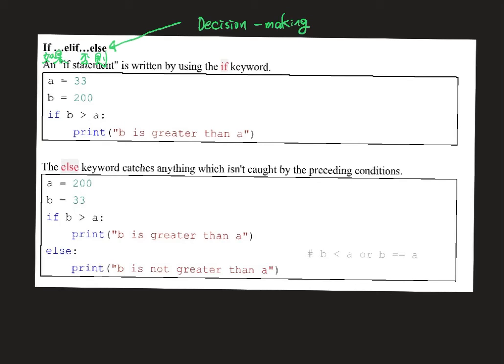For example, let's take a look at the first block of statements without else. We only have if. If b is greater than a, now the value of b is 200 and a is 33. This is true. We will execute the next statement. That statement will be executed.